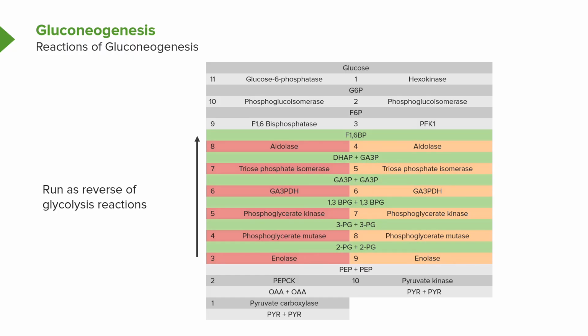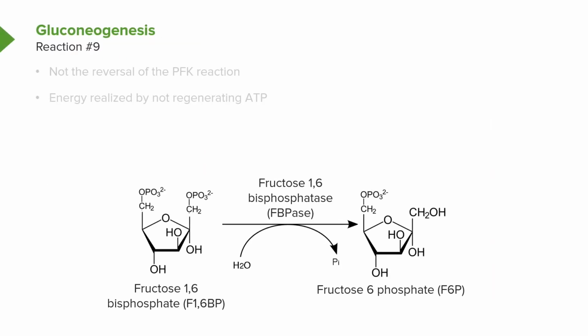The very same enzymes run in the backwards direction go from PEP back to fructose 1,6-bisphosphate. At fructose 1,6-bisphosphate, however, there's a different enzyme that's used to make gluconeogenesis work. And there's a very good reason for that. The next reaction of gluconeogenesis is catalyzed not as the reverse of the PFK reaction.